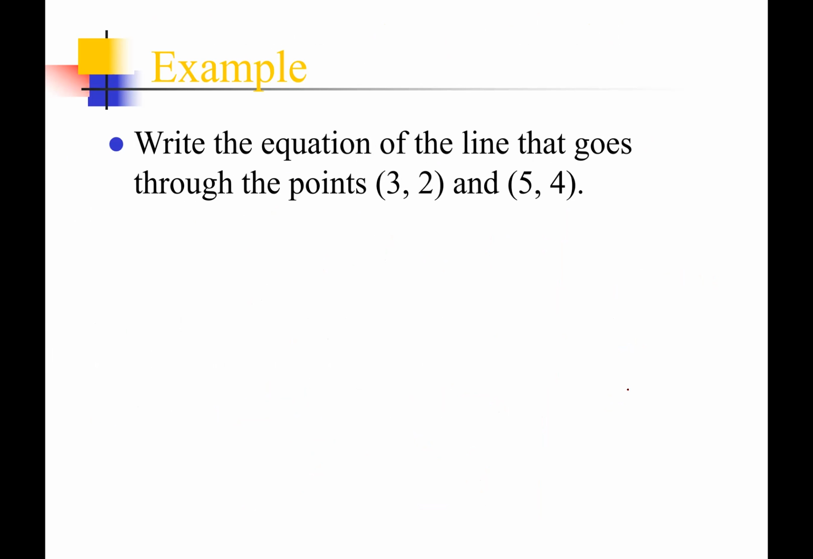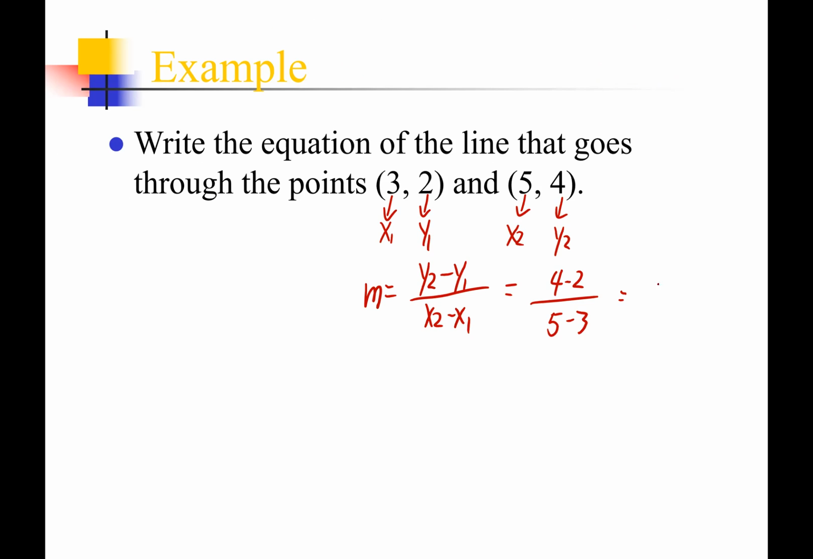So here we go. This is a typical example. Write the equation of the line that goes through these points. So you can label the first ordered pair x1, y1. Second ordered pair x2, y2. First thing, we find the slope. Slope should be y2 minus y1 over x2 minus x1. Throw in the numbers, so it's 4 minus 2 on top. On the denominator is 5 minus 3. So this is 2 over 2, turned out to be 1. Okay. So slope is 1, and we know x1, y1.